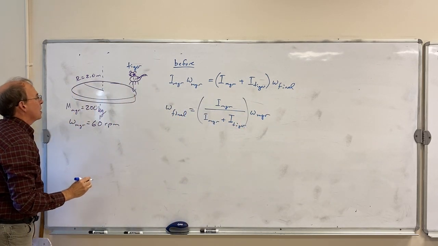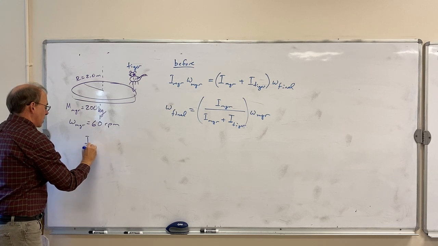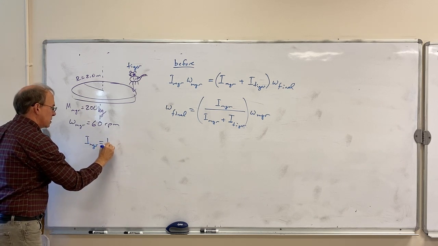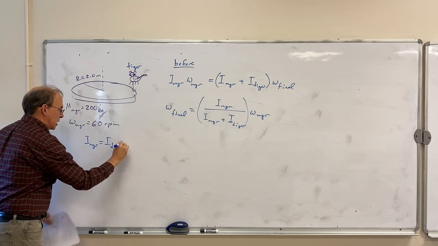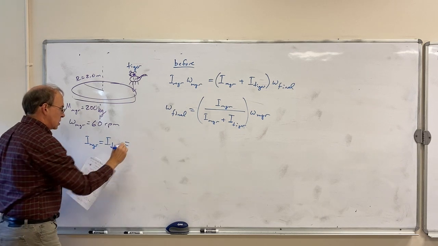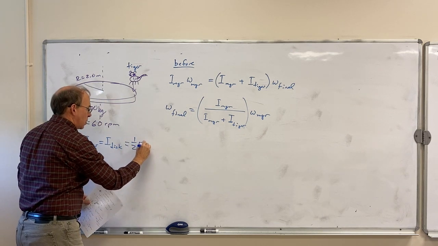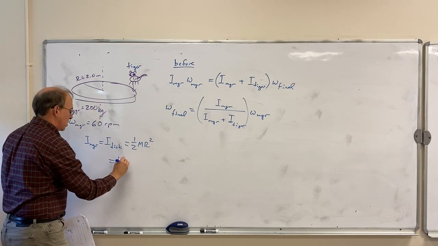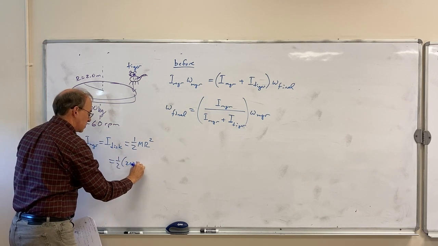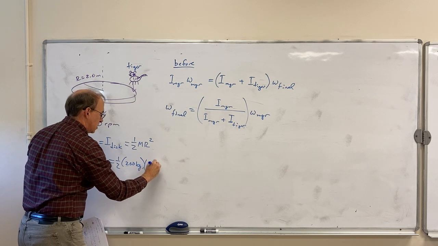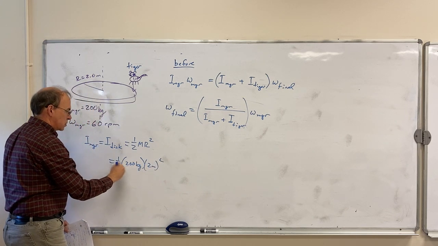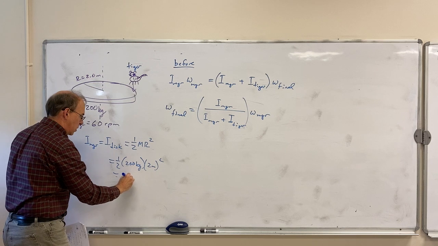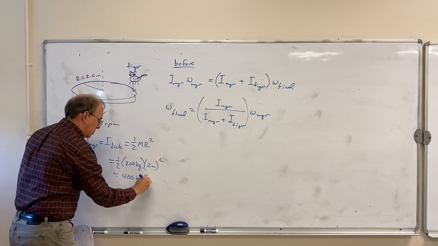All right, well, I of the merry-go-round is I of a disk, and I of a disk is just 1/2 mr squared. That's 1/2 the mass of the merry-go-round, 200 kilograms, times its radius, 2 meters squared. Half of 200 is 100, times 4, so that's 400 kilogram meters squared.